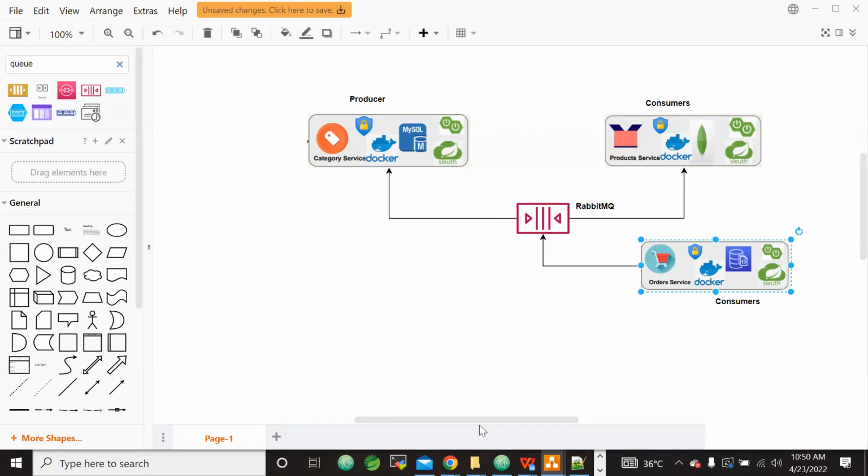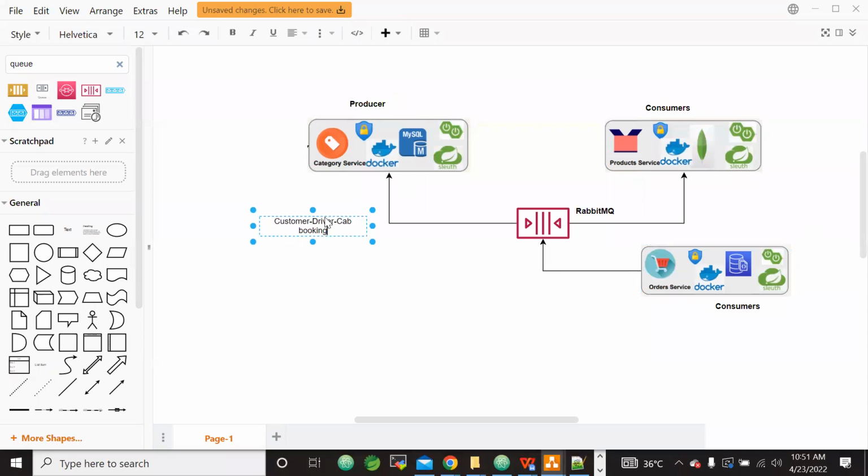Got it, right? Once the message is consumed by any of the consumers, that message will be taken out of this queue, so that if any other consumer connects to it, he won't get that message. So this design is helpful in a situation like customer driver cab booking. If there is a situation like customer driver cab booking, this scenario will be helpful.